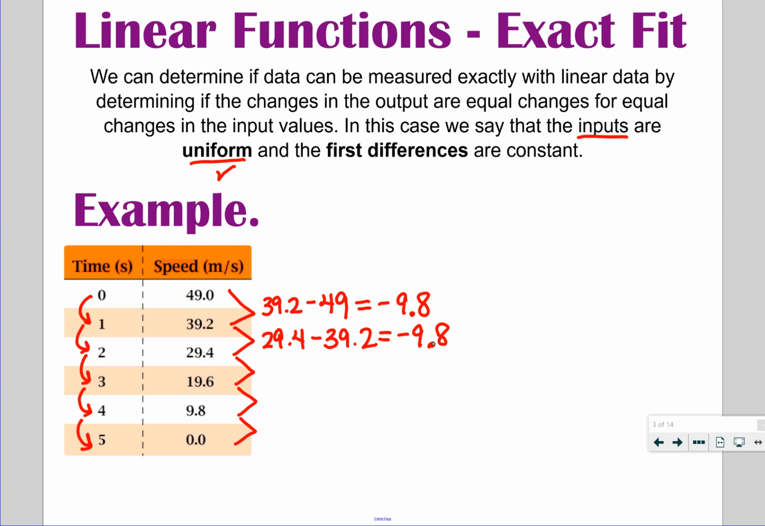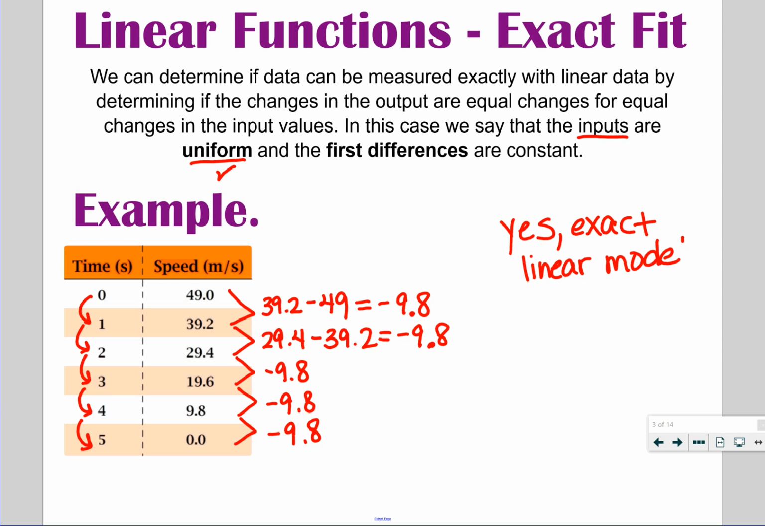So we're going to do 19.6 minus 29.4, also negative 9.8. 9.8 minus 19.6, also negative 9.8. And then 0 minus 9.8 is, of course, negative 9.8. So we say that, yes, this is an exact linear model.